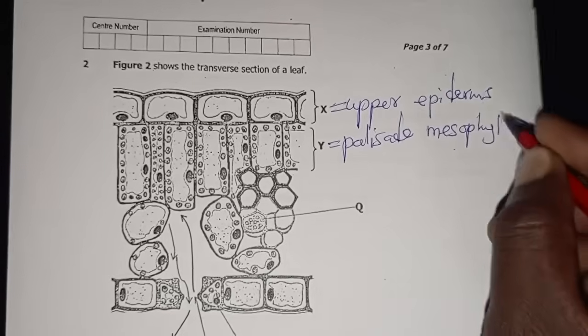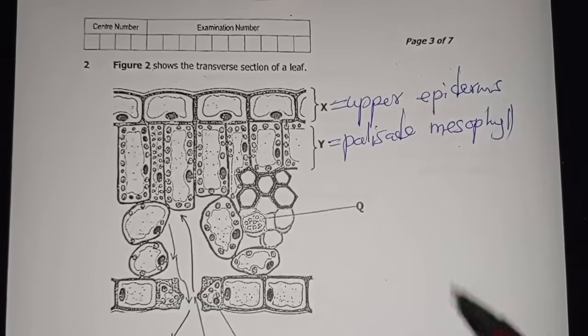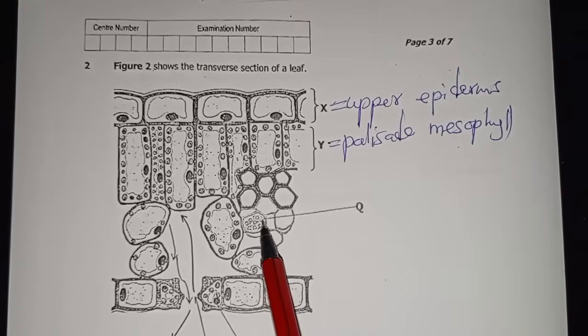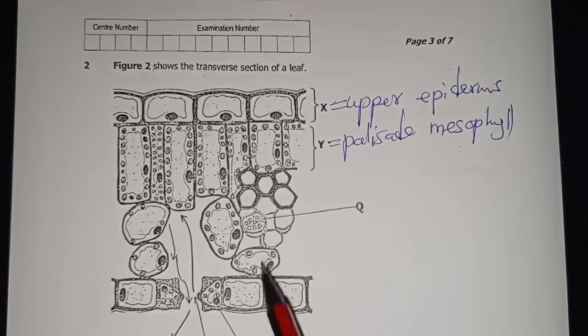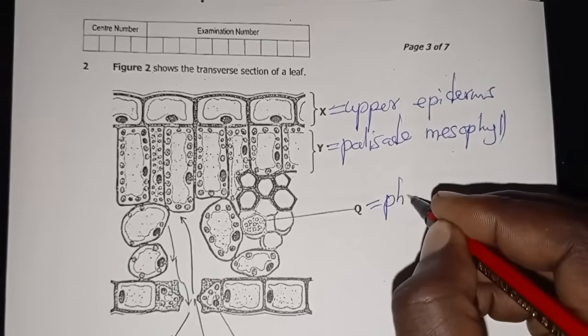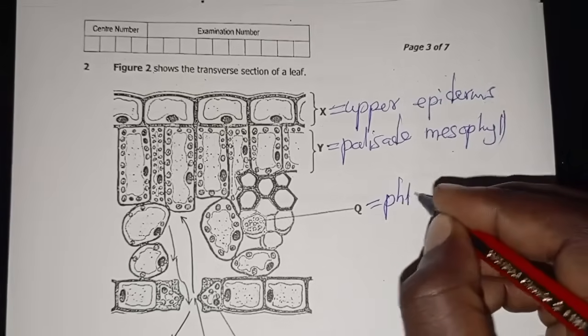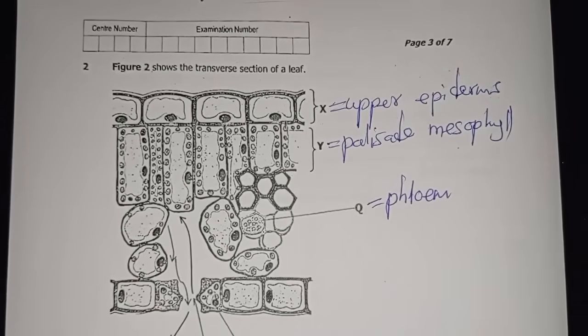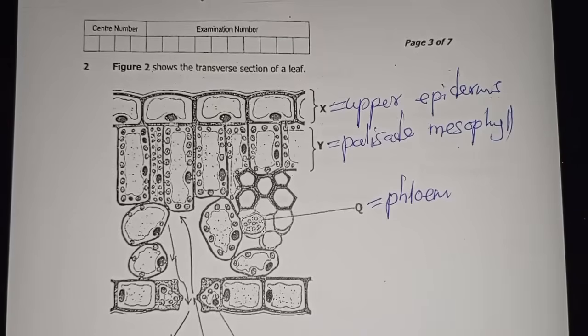Mesophyll, like this. Then we've got this Q that is here. Have you seen those round things that are there? That is what we call a phloem. So that is a what? That is a phloem. You just need to understand things like that. I guess you're able to see how these things are moving and how these things are going. So you just need to get them just like this.